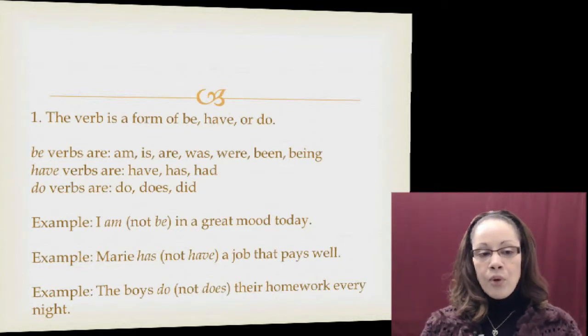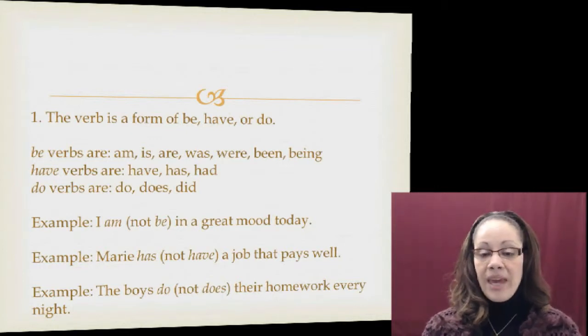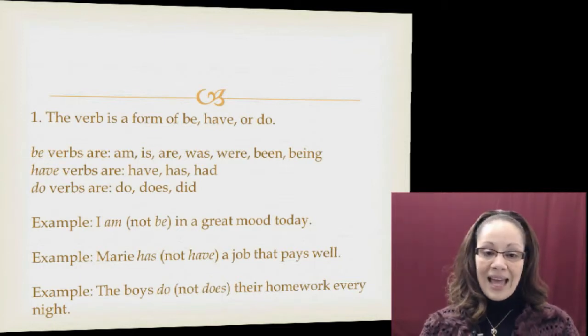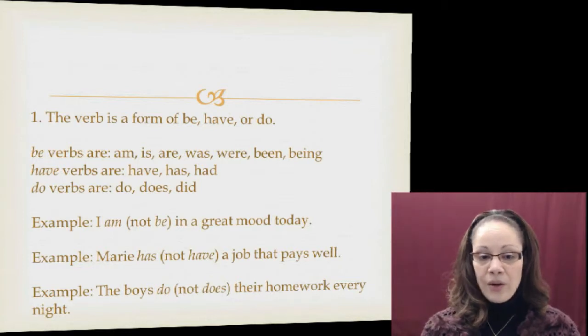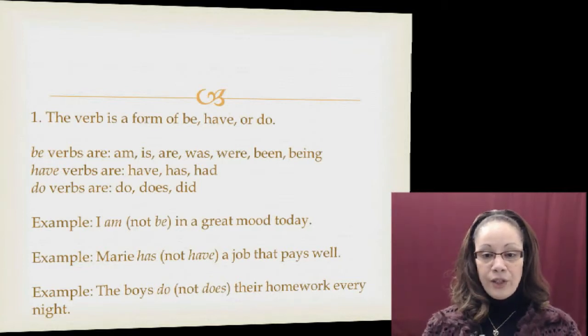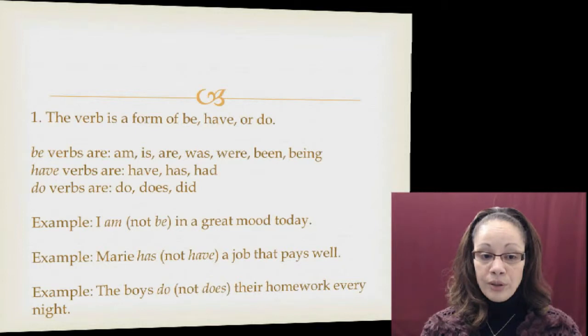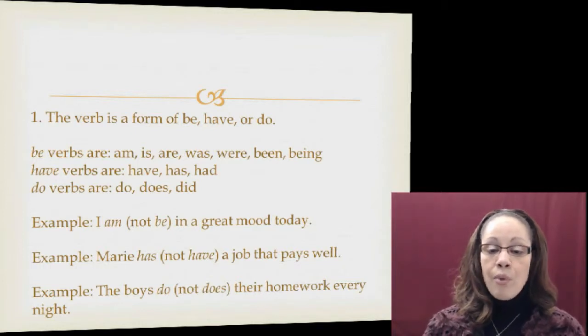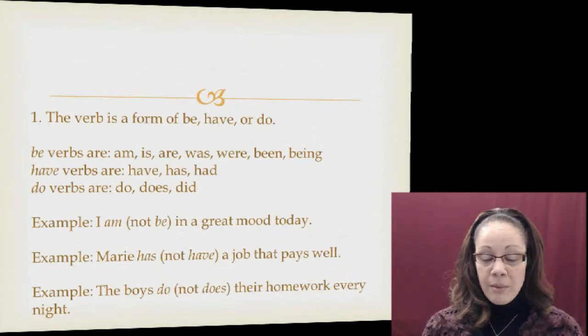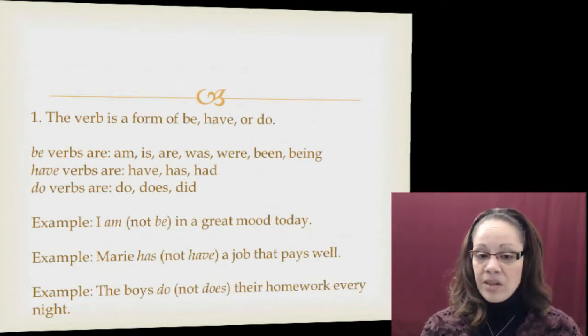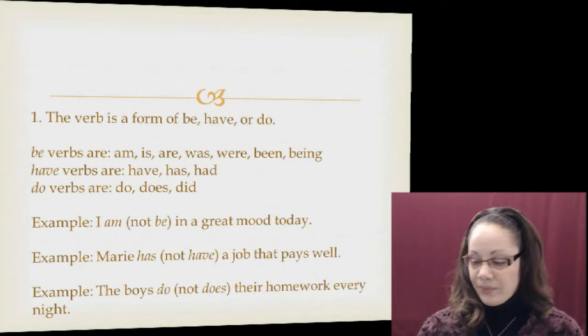Our second example, Marie has a job that pays well. Find our verb has, third person singular, not have. Who or what has? Marie has. Marie is our singular third person subject. And our last example, the boys do their homework every night. Find our verb. Do is our verb. It's plural. Plural verb, do. Who or what do? Boys do. We have a plural verb, and a plural subject, boys, that matches our plural verb, do.